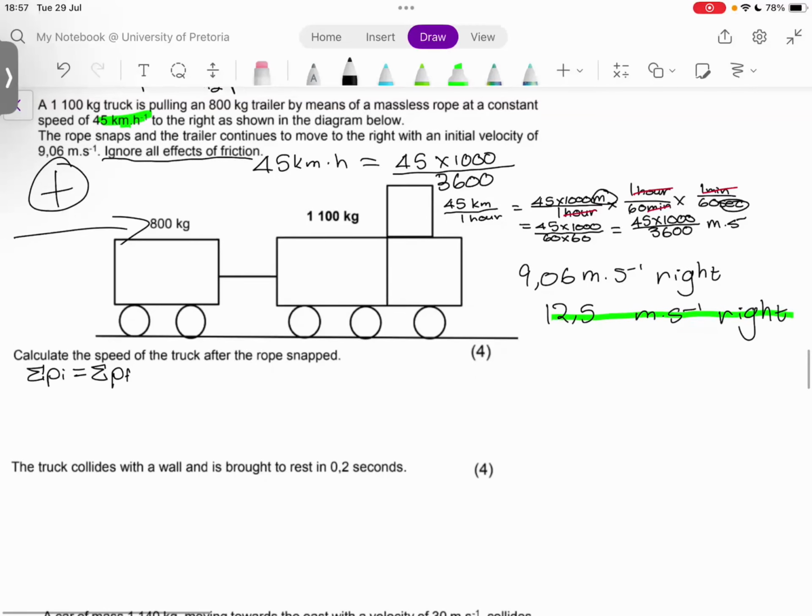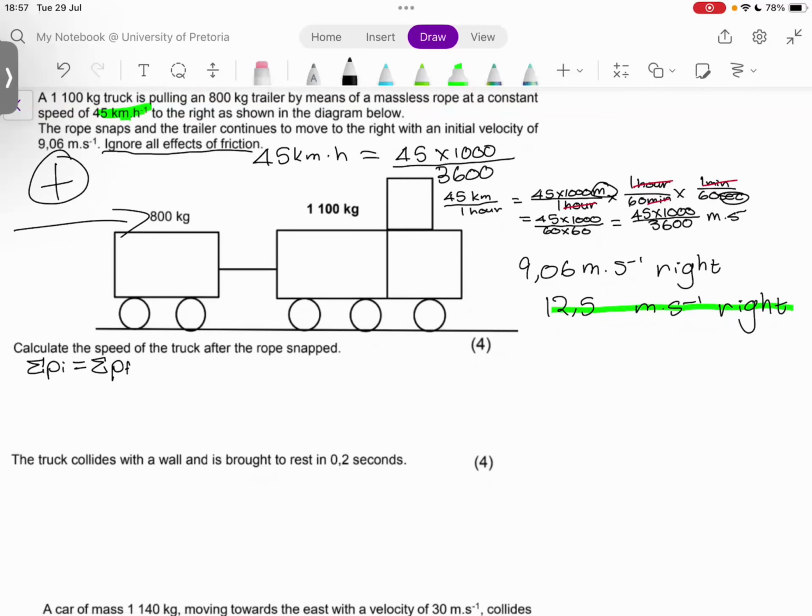What differs about this question in particular is that in the initial state, before the rope snaps, all objects with mass are moving at the same velocity. So we can then write the mass of, I'm going to name this B, and I'm going to name this bigger one A. So we can then write the mass of A plus the mass of B multiplied by VI. They both have the same initial velocity, guys. That's what we have on the left side of the equation.